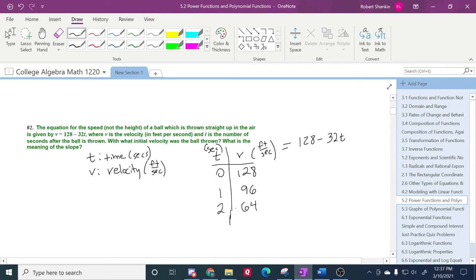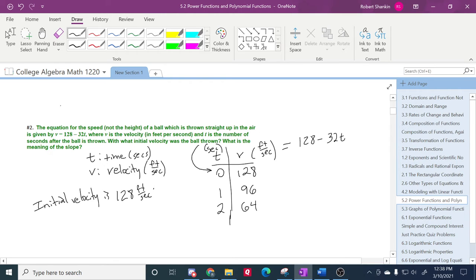Okay. Now, with what initial velocity was the ball thrown? It's really asking, what's going on when we start? Initial velocity is 128 feet per second. When you start the experiment, or start the clock, the ball was thrown straight up in the air. And what's the meaning of the slope?